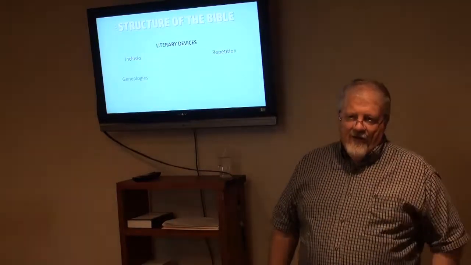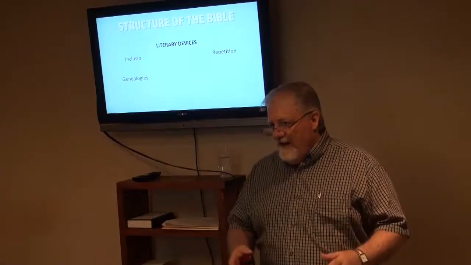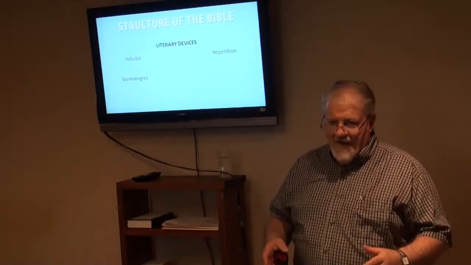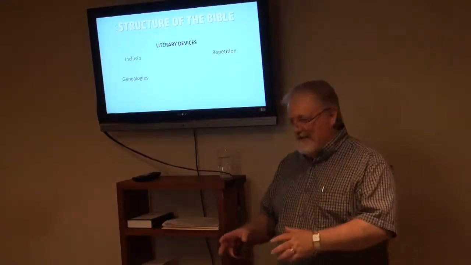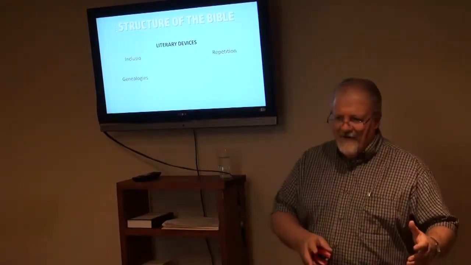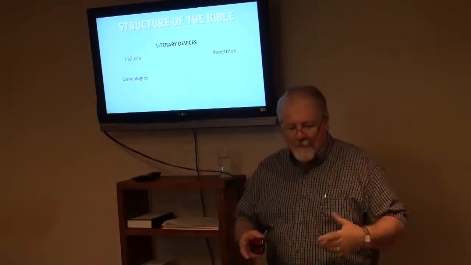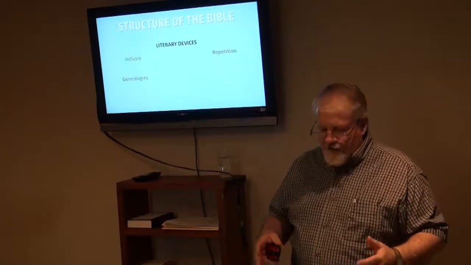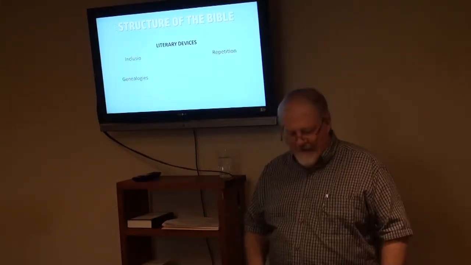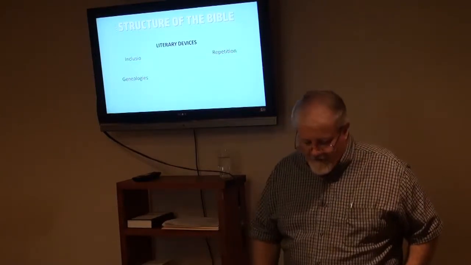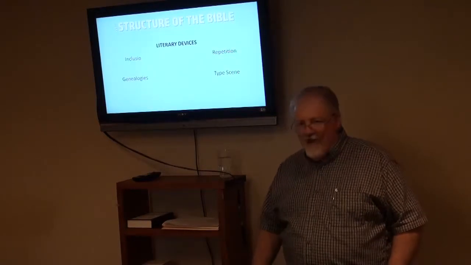The other literary device that he might use is actually genealogies. And we see this in the book of Genesis, where it says this is the genealogy of Adam, this is the genealogy of Seth, this is the genealogy of, and so forth. So it's creating these breaks so that everything between those genealogies is one thought, and everything after is a new thought until the next genealogy.